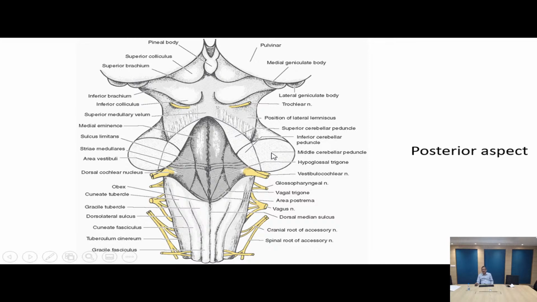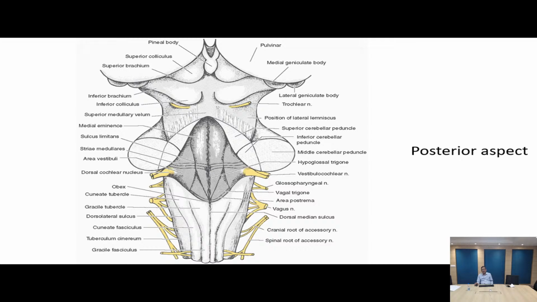So they are giving information and carrying information from the cerebellum to the remaining part of the brain. Now, when we look at the posterior aspect of the midbrain, we see there are four elevations over here. The upper pair of elevations are the superior colliculus, and the lower pair of elevations is the inferior colliculus. Together these four elevations are called the corpora quadrigemina.